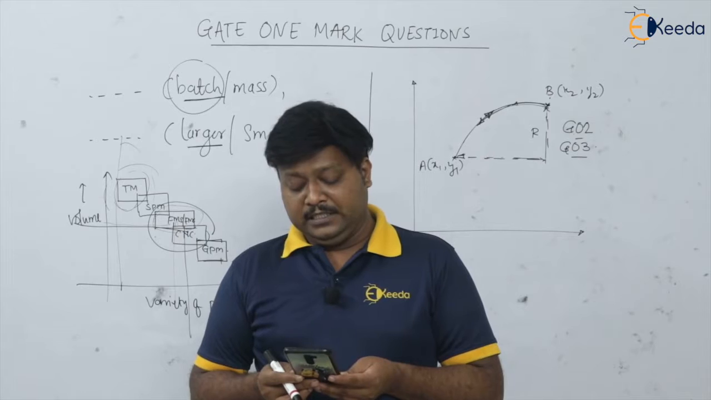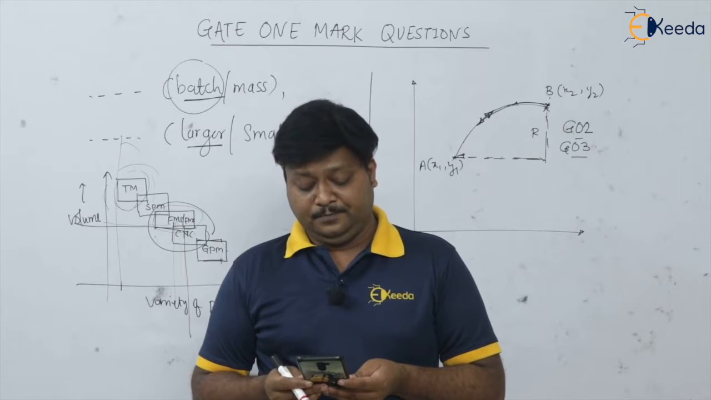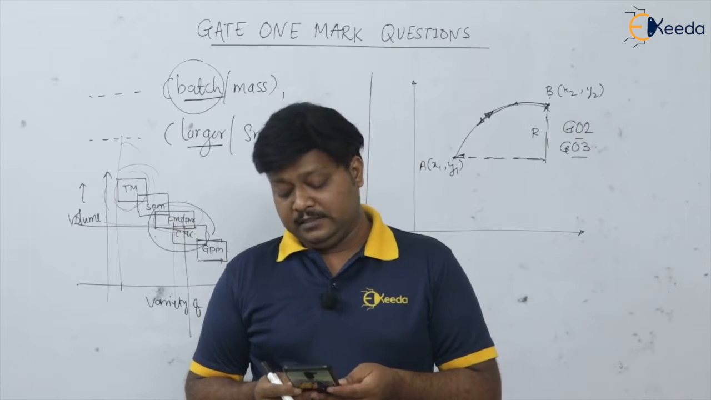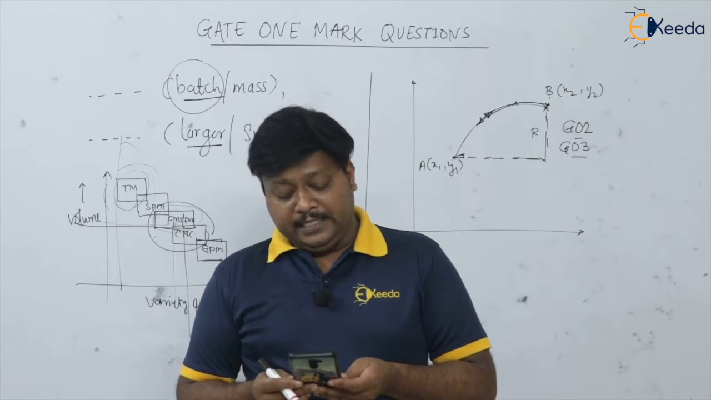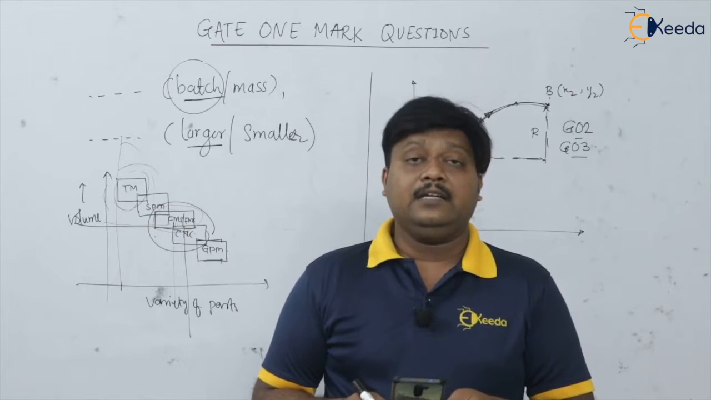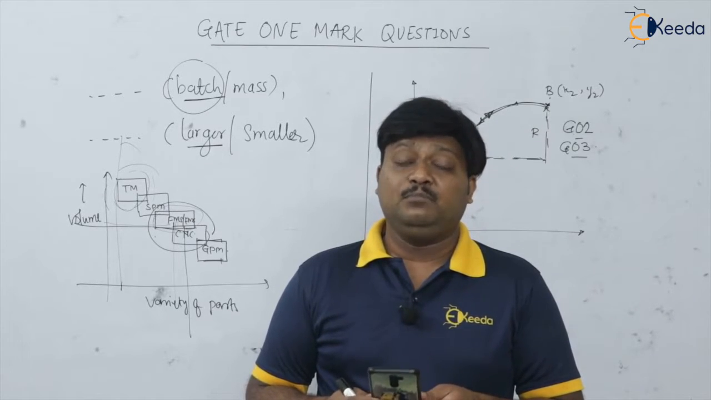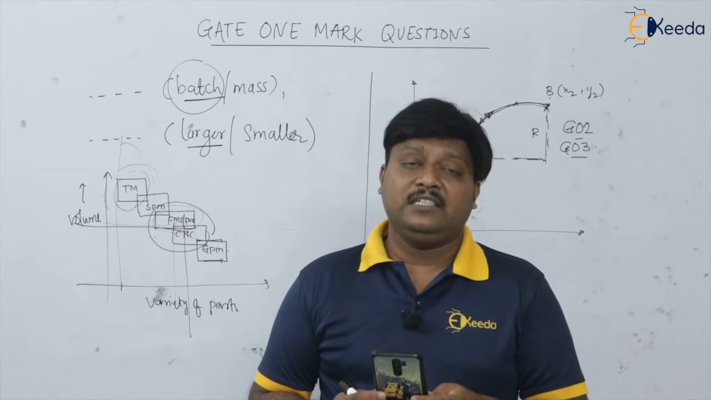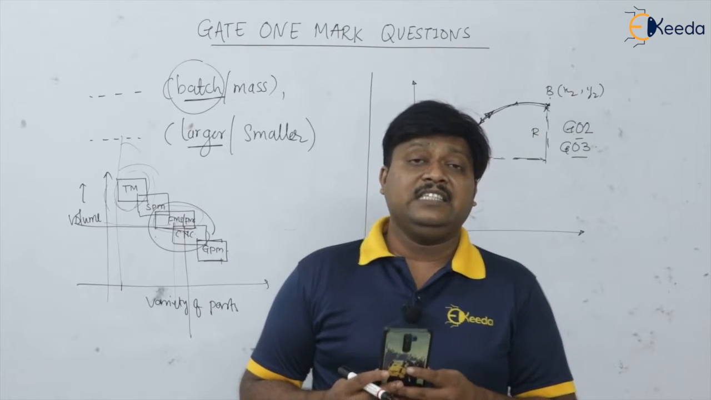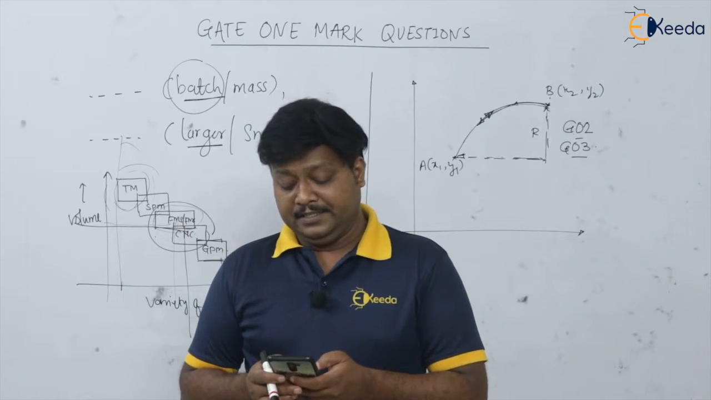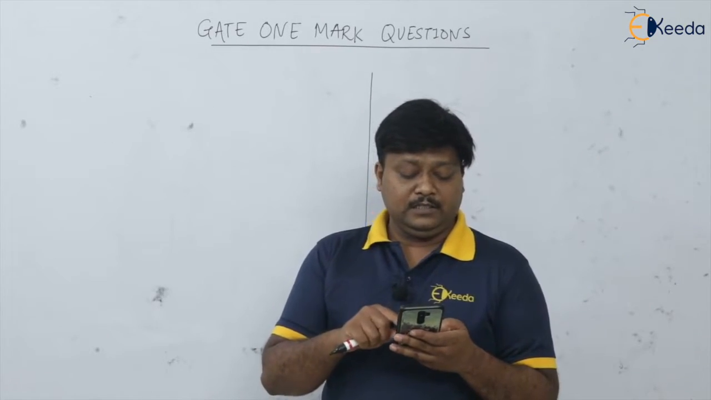Next option, simultaneous control of X and Y axis. No. Option C, independent control of X and Y axis. No. And option D, independent control of X, Y and Z axis. So we require not independent, but we require the simultaneous control of X, Y and Z axis. So option A is very correct. Let us take the next question.